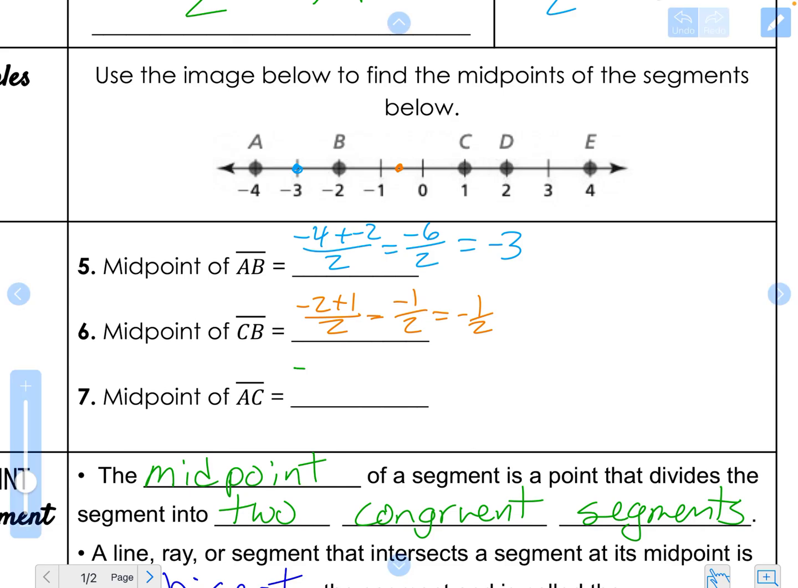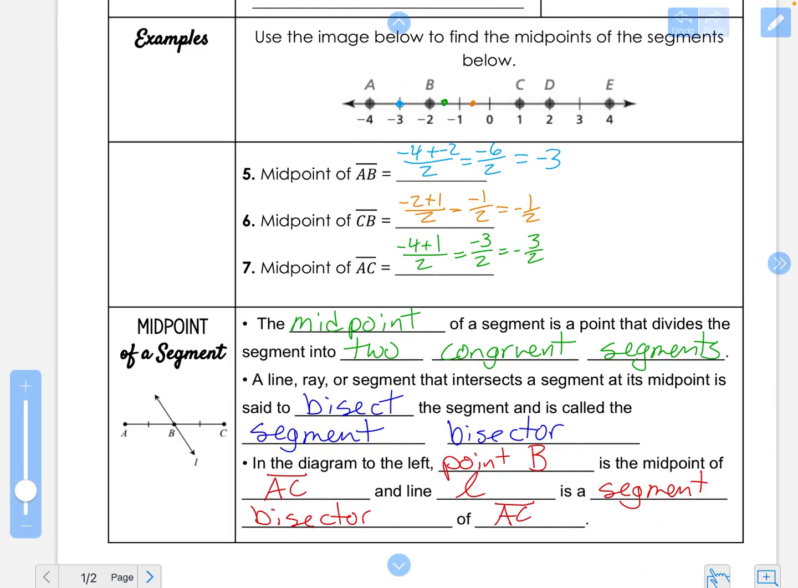Now we're going to look at AC. A is -4 plus C, which is 1. -4 plus 1 divided by 2. -4 plus 1 becomes a -3 divided by 2. And I like to leave improper fractions as improper. So -3 over 2 would be the answer, which is a -1/2, which would put it there. So if we look at A, that's 2.5 to the midpoint. We look at C, that's 2.5 to the midpoint. And so that's how we would find midpoint on a number line or using 2 points.